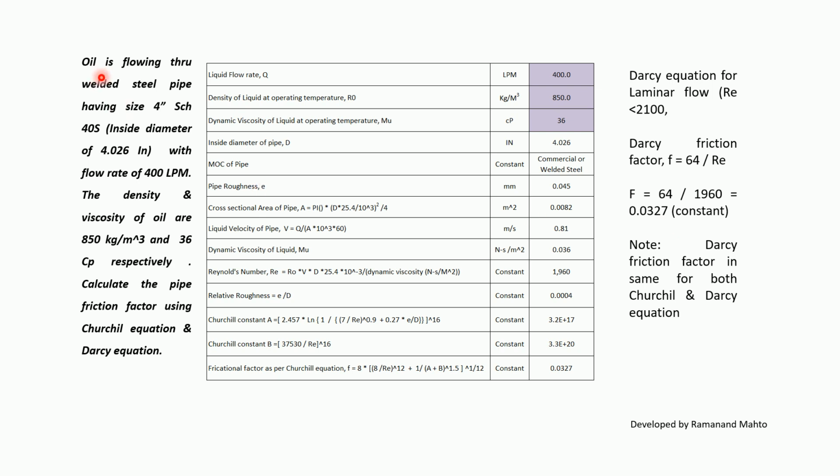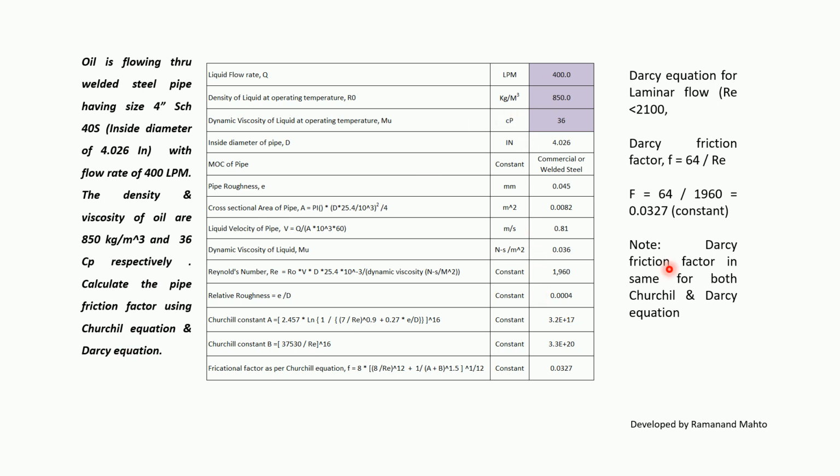Now we have to see the Darcy friction factor using the Churchill equation and using the Darcy equation for the laminar flow. So you can use this with an example. Oil flows through welded steel pipe having pipe size 4 inch schedule 40S, pipe inside diameter 4.026 inch, with flow rate of 400 liter per minute. Density and viscosity of oil are 850 and 36 cP respectively. Calculate the pipe friction factor using Churchill equation and Darcy equation.